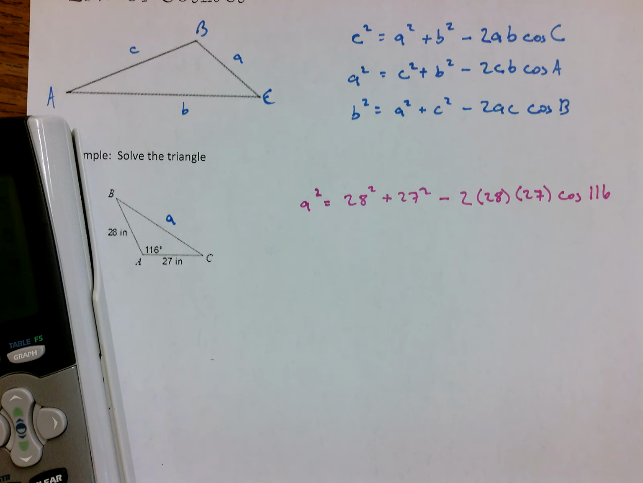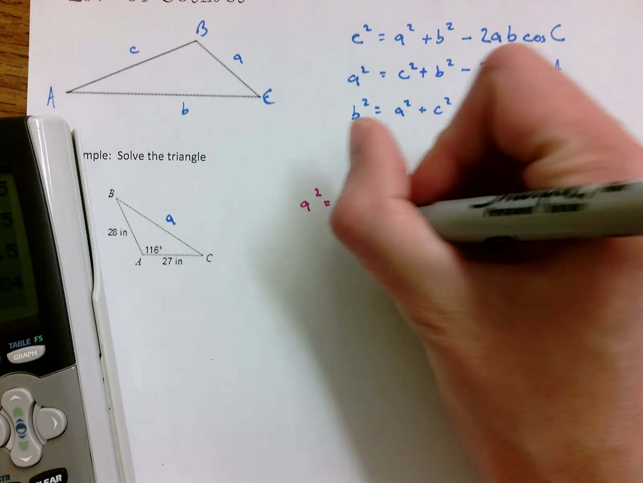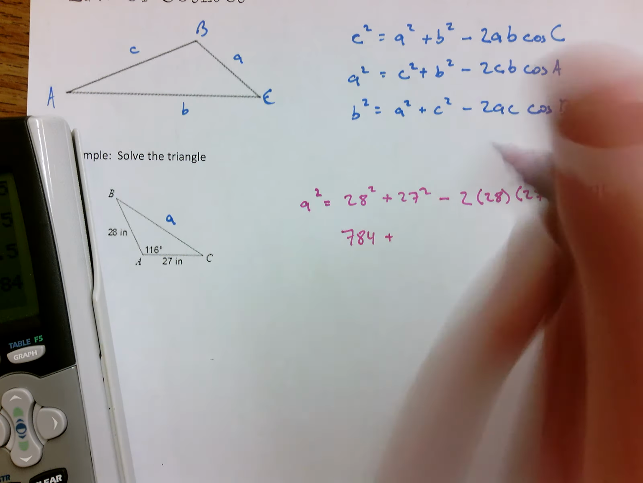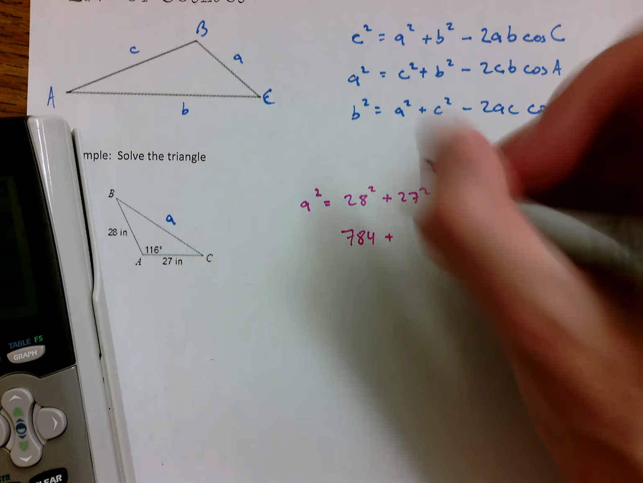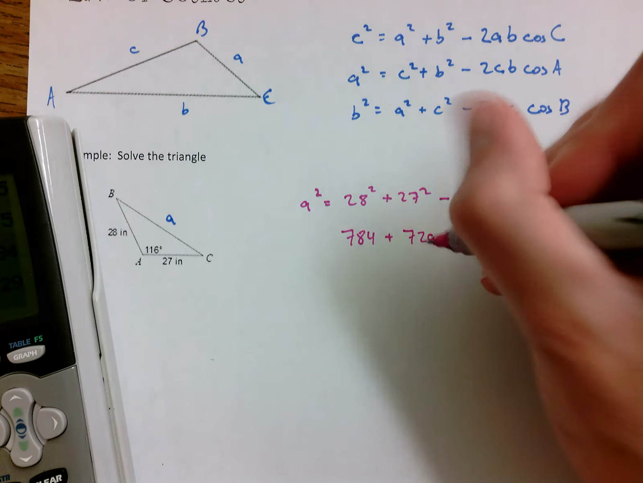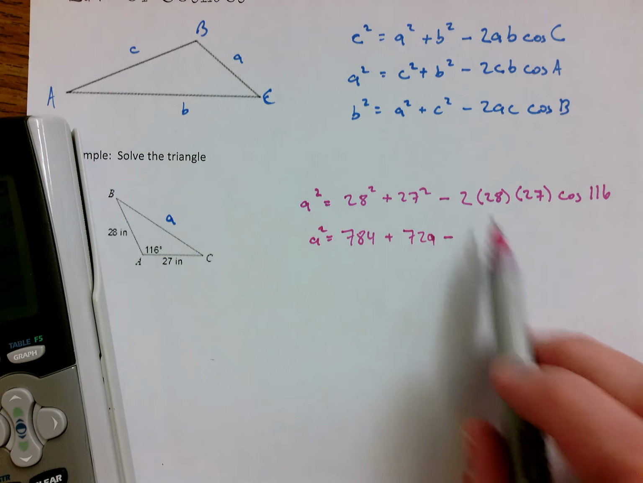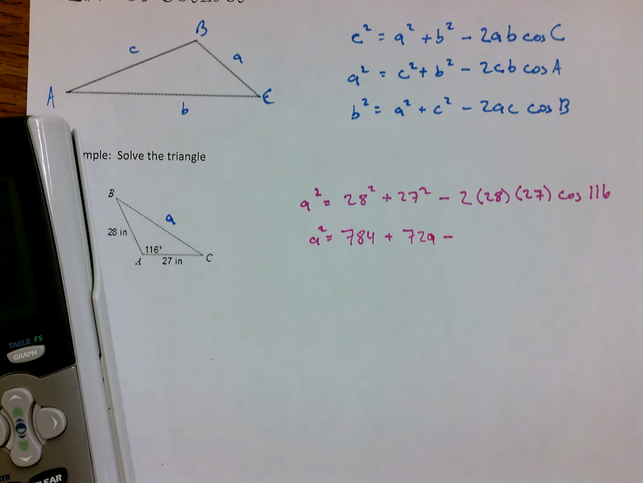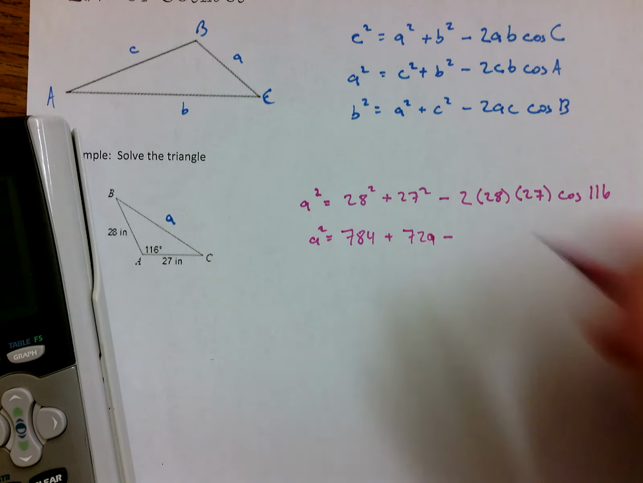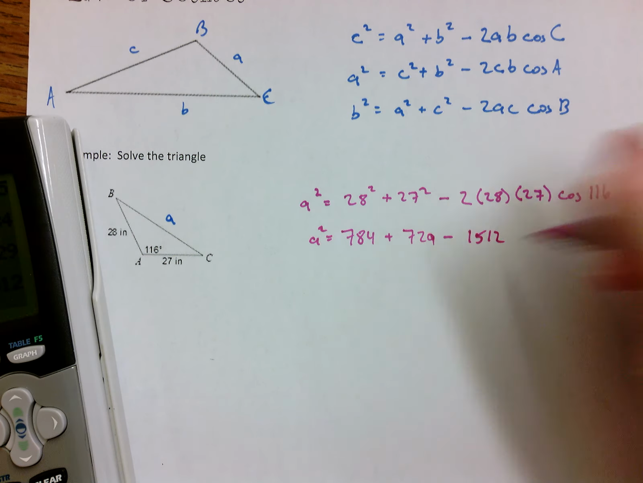So the first thing I'm going to do is do 28 squared, which is 784. And then 27 squared is 729. I'm just throwing this in my calculator. All right, and then I'm going to do 2 times 28 times 27. So 2 times 28 times 27 is 1512 times the cosine of this 116.